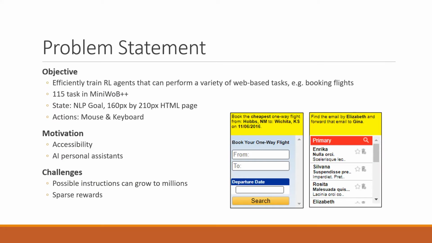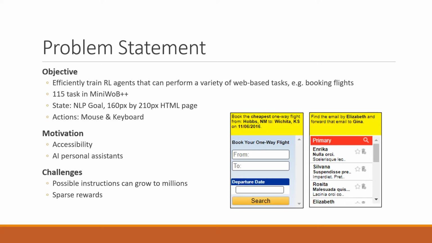So in this project, we would like to train reinforcement learner agents that can navigate the internet and perform a wide variety of non-trivial tasks. For example, booking flights. The agent environment that we'll use is called the MiniWorld of Bits++. And as you can see on the slide, each task is defined by a natural language goal at the top, embedded within a small HTML page. The actions available to the agent are mouse and keyboard commands.